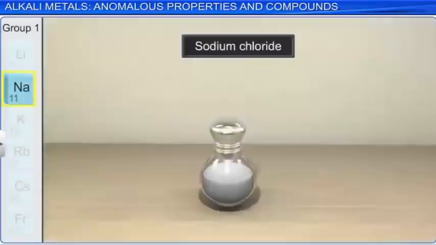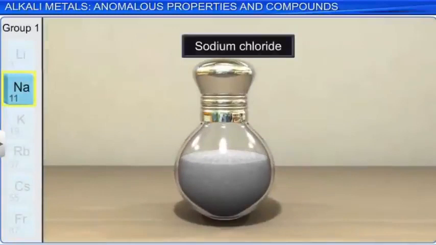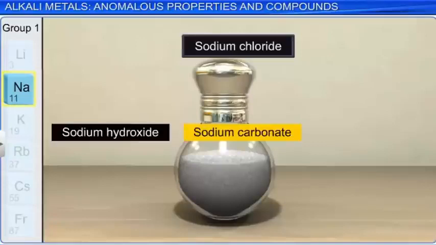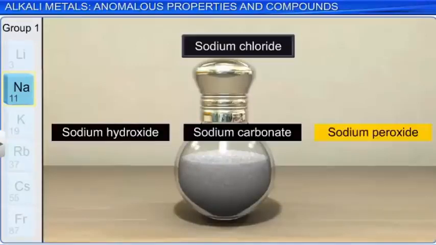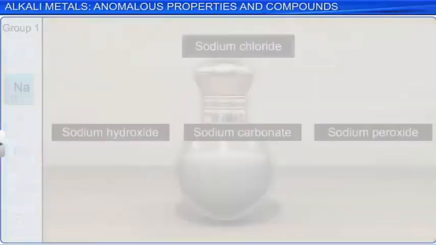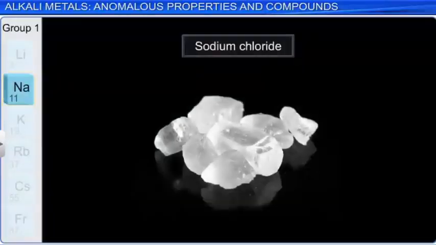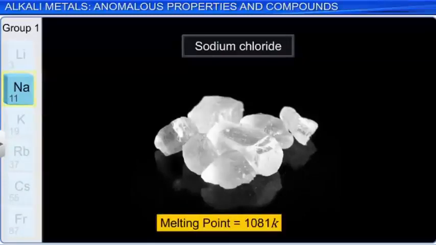Sodium chloride is commonly used as table salt and in the preparation of other compounds that contain sodium, such as sodium hydroxide, sodium carbonate and sodium peroxide. Like other ionic crystals, sodium chloride has a high melting point of 1081 Kelvin. The photograph here shows a halite crystal, which is a naturally occurring form of sodium chloride.